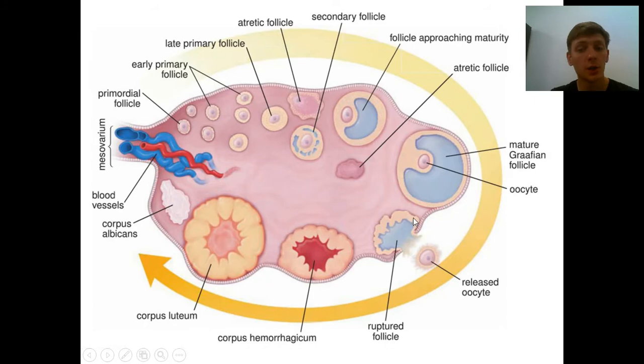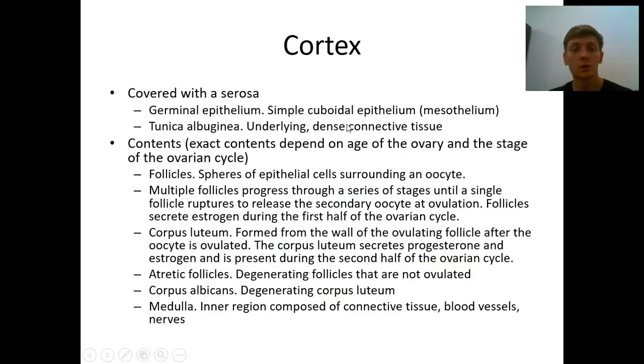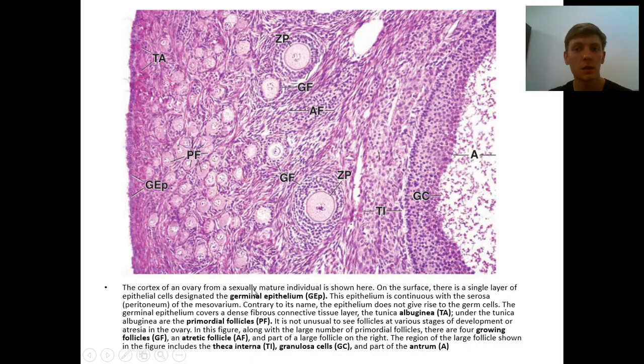Later, the walls of the Graafian follicle can be changed. They are changed due to hormonal features into the corpus luteum, and later degeneration of this corpus luteum leads to the corpus albicans. We'll discuss the same thing in detail a little later. So the cortex is discussed: follicle progression, corpus luteum, atretic follicles, corpus albicans. We discussed it in general.